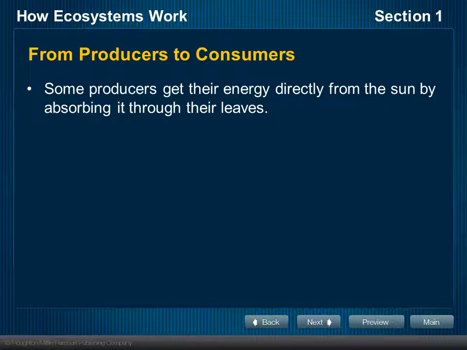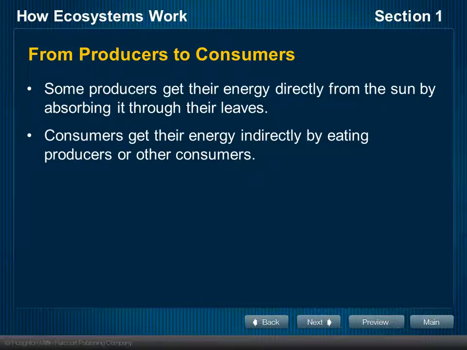So we see that we have producers, and they get their energy directly from the sun. They absorb it through their leaves. We have consumers. They get their energy also from the sun, but indirectly by eating producers or other consumers. So the point here, guys, the big picture that I want you to get in these ecosystems is that the driving engine for all these ecosystems that we're discussing is the sun. Everybody's getting their energy from the sun.